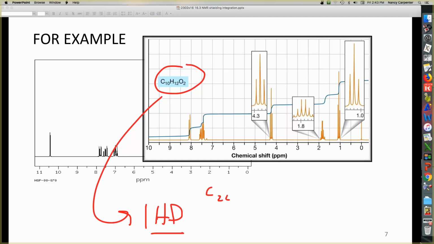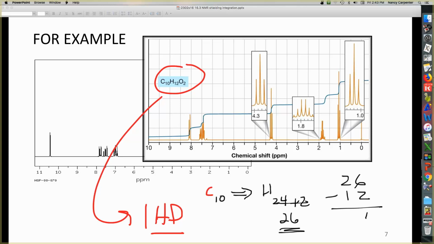C20? No, that's not right. No, I multiplied the number of hydrogens by 2. That's right. So for C10, that would translate into H24 plus 2, H26. If it's fully saturated, it should have 26 hydrogens. It doesn't have 26 hydrogens. It only has 12, so it's missing 14 hydrogens. Well, if I divide that by 2, ooh-wee, 7? An IHD of 7?